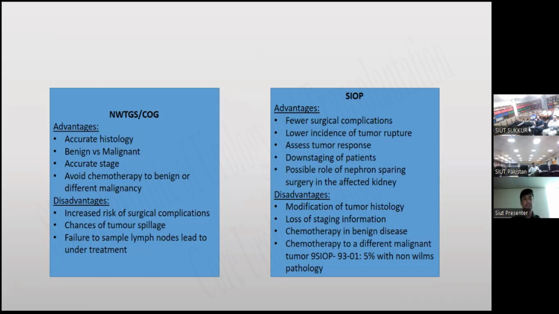The disadvantages are there is increased risk of surgical complications. There are chances of tumor spillage. There is failure to sample lymph nodes.